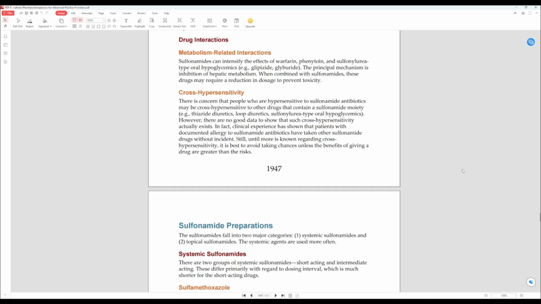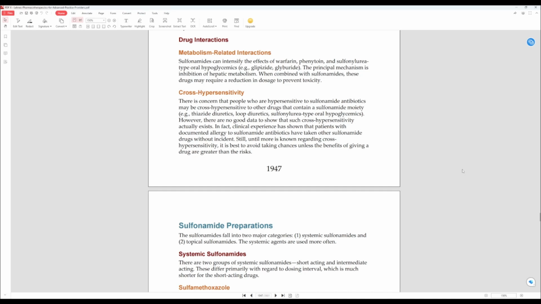Cross-hypersensitivity. There is a concern that people who are hypersensitive to sulfonamide antibiotics may be cross-hypersensitive to other drugs that contain a sulfonamide moiety, such as thiazide diuretics, loop diuretics, and sulfonylurea-type oral hypoglycemics. However, there are no good data to show that such cross-hypersensitivity actually exists. In fact, clinical experience has shown that patients with a documented allergy to sulfonamide antibiotics have taken other sulfonamide drugs without any incident whatsoever.